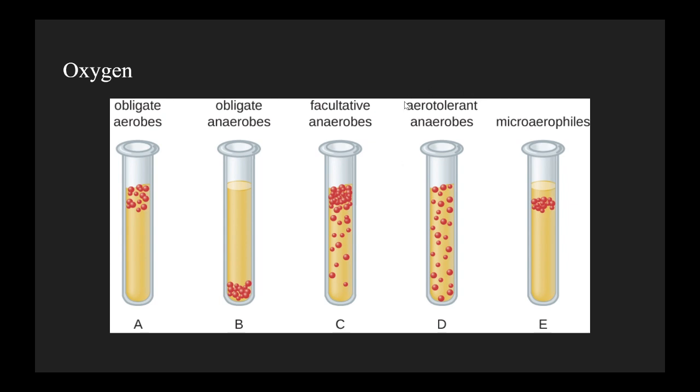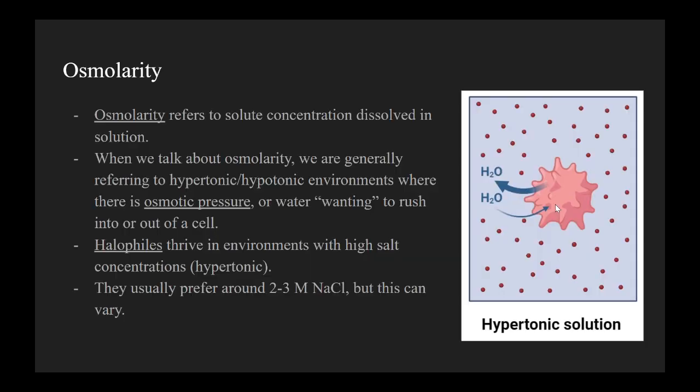Then we have our aerotolerant anaerobes, which don't care if they're with O2 or without O2, which means that they'll just grow uniformly throughout the entire culture most of the time. And then finally, we have our microaerophiles, which require slightly lower levels of oxygen than obligate aerobes. So they're going to go slightly lower down to this level, whatever arbitrary level there is, so that they're not exposed to as much oxygen from the environment.